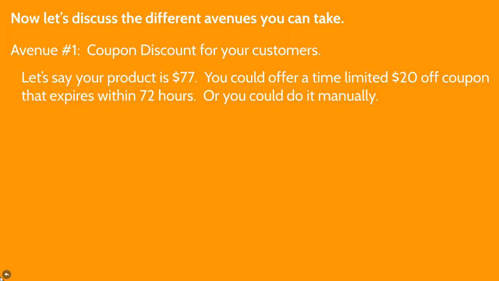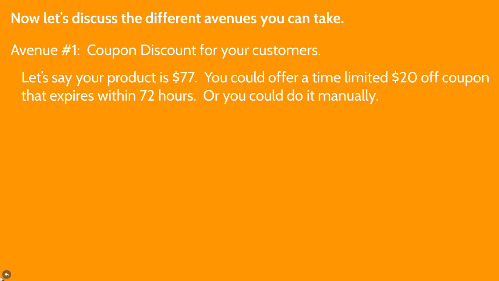So let's say you have a product that is $77. You could offer a time-limited $20 off coupon that expires within 72 hours. This works really well. Or you could do it manually, meaning you started at $77 and then let's say that you bump it down, overall site-wide, to let's say $20 cheaper than that, which is $57. And then at a certain time and date, you can bump it up.